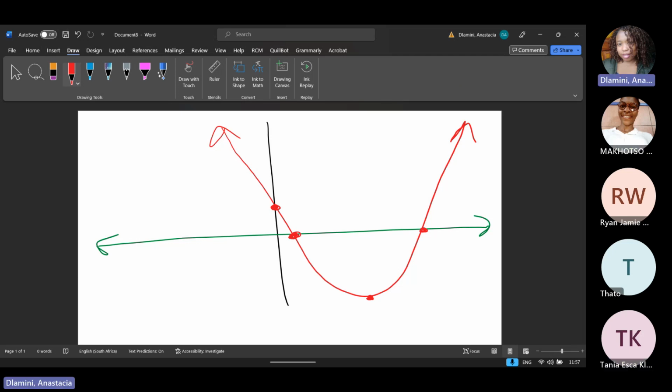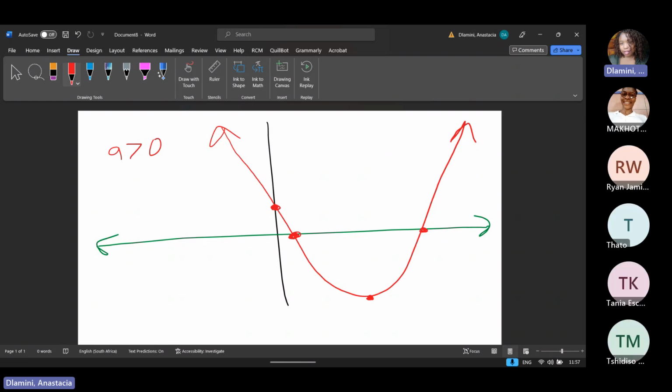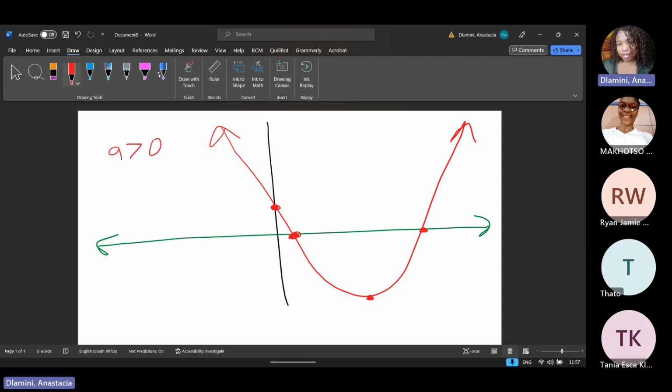So this is a parabola. It's the value of a. Is it positive or negative? It is positive, because our graph is facing upward. Thank you. So the value of a is positive. Meaning that if I give you an equation, y equals ax squared plus bx plus c, for example, and say find a graph that represents this equation.